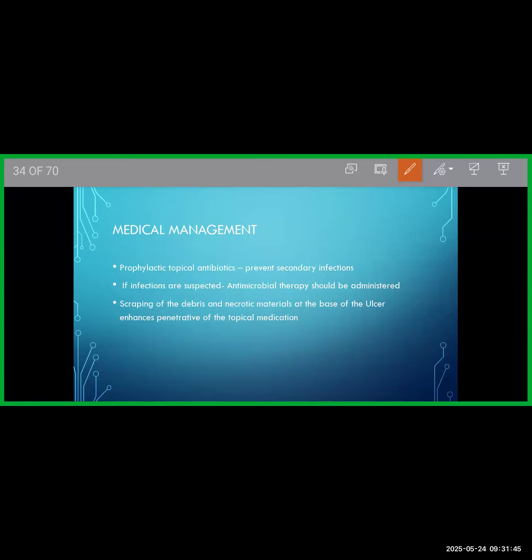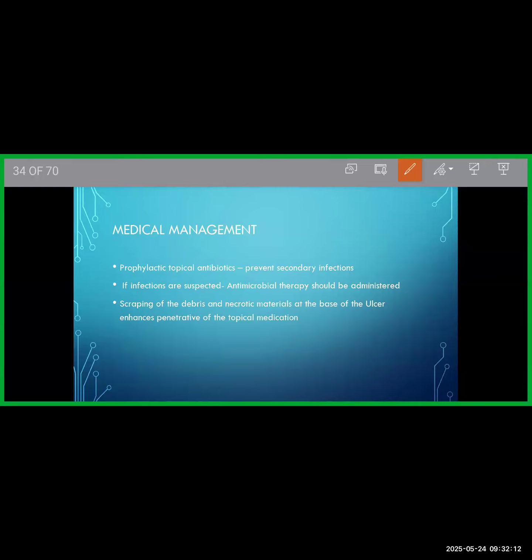Now, prophylactic antibiotics: patients on immunosuppressive agents like steroids will also be on antibiotics for prophylaxis. And patients with suspected bacterial superinfection should have antimicrobial therapy.